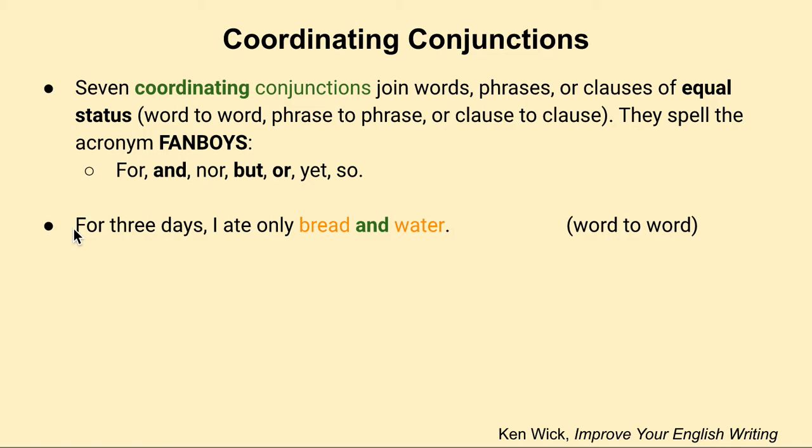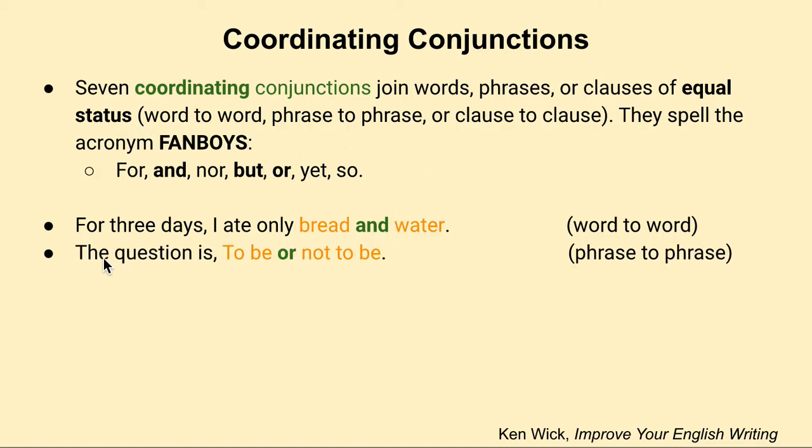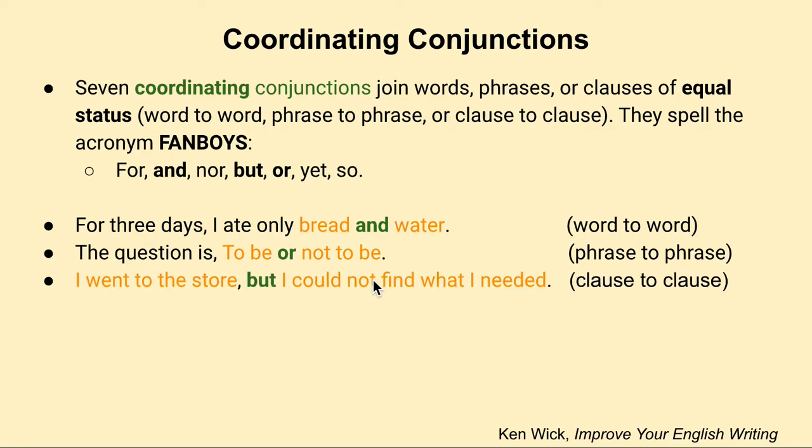So here are some examples. For 3 days, I ate only bread and water. Here we're joining 2 words, bread and water. So equal status, we're joining two words together. The question is to be or not to be. Here we are joining two phrases together, the phrase to be and the phrase not to be, with the conjunction or. The last one, we're going to join two clauses together. I went to the store, but I could not find what I needed. If you look at both of these clauses, these are actually both independent clauses.